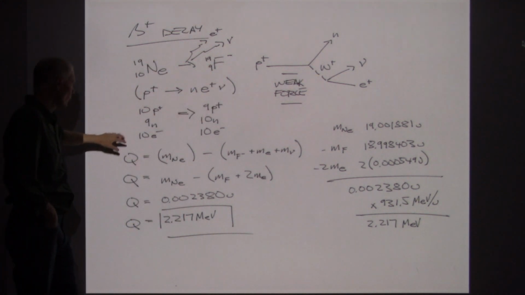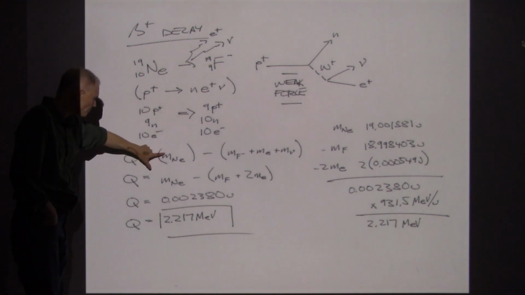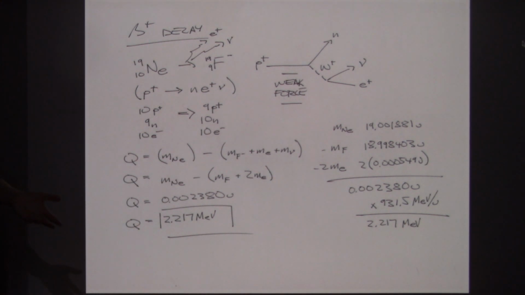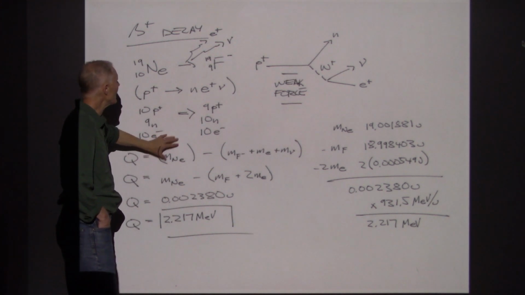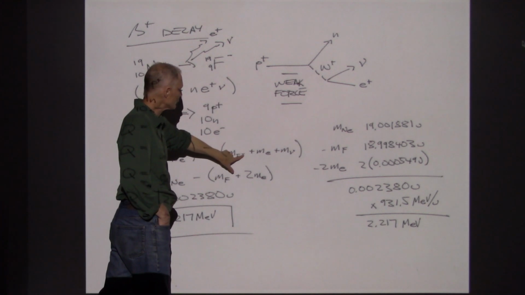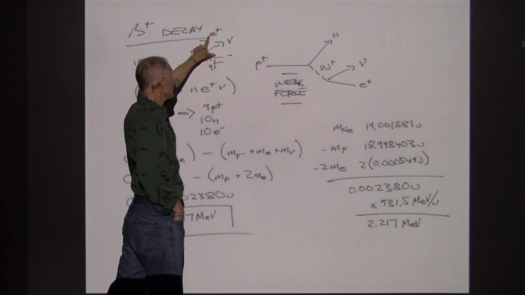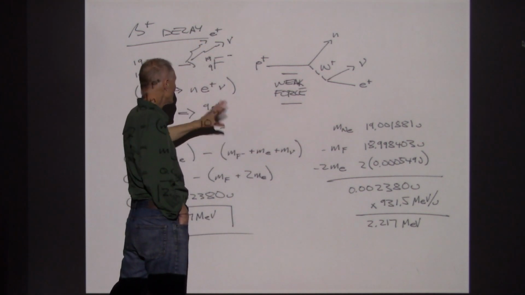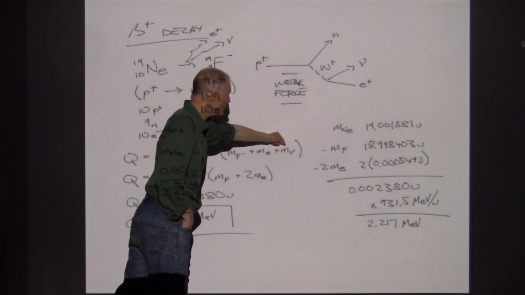So in any case, what we can do then is, same as before, for the Q value, let's start with the neon. That's what we started with. That's what underwent the decay. I'm going to start with the mass of the neon and then subtract off the fluorine. But wait a minute, that's got an extra electron. And then there's an electron or a positron that's produced, but that's going to be the same mass as an e plus or e minus is going to be the same mass. And then there's the mass of the neutrino.